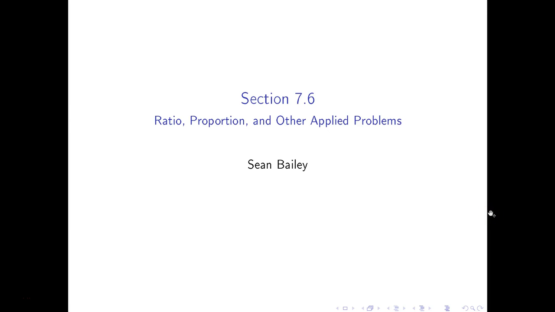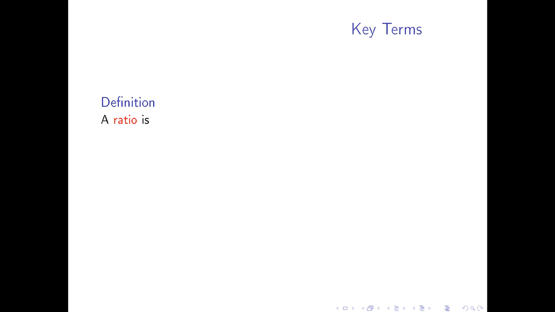Welcome to section 7.6, Ratio, Proportion, and Other Applied Problems. This is our final section in chapter 7. Specifically, we're now going to take what we learned in 7.5 about solving rational equations, and now we're going to solve them. But some key terms to get us started. What is a ratio? Well, a ratio really just means it's a fraction.